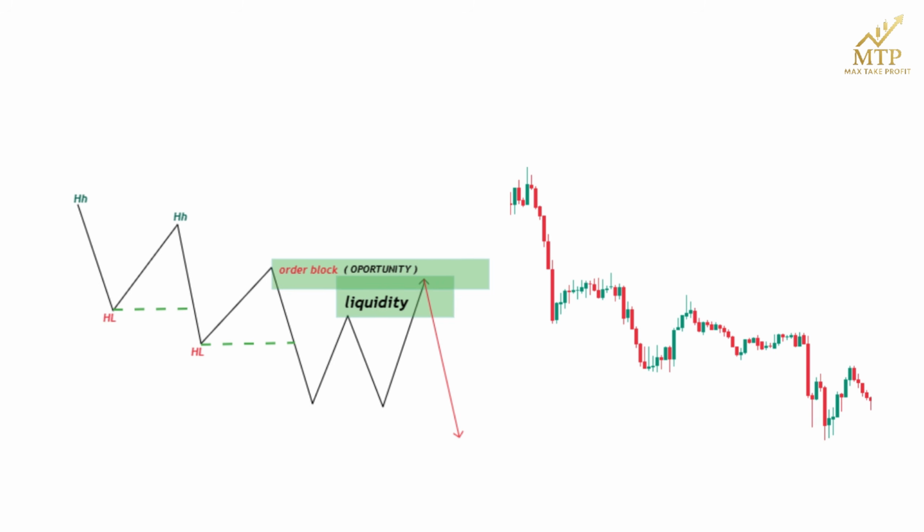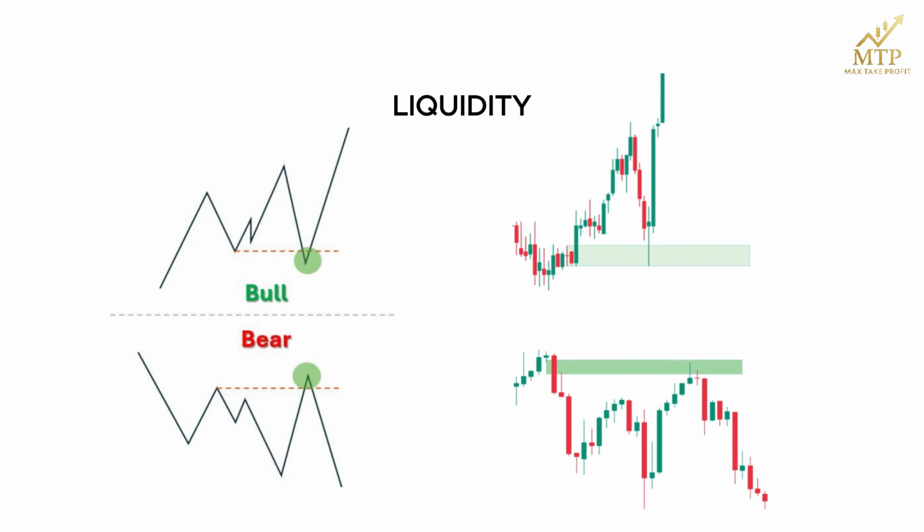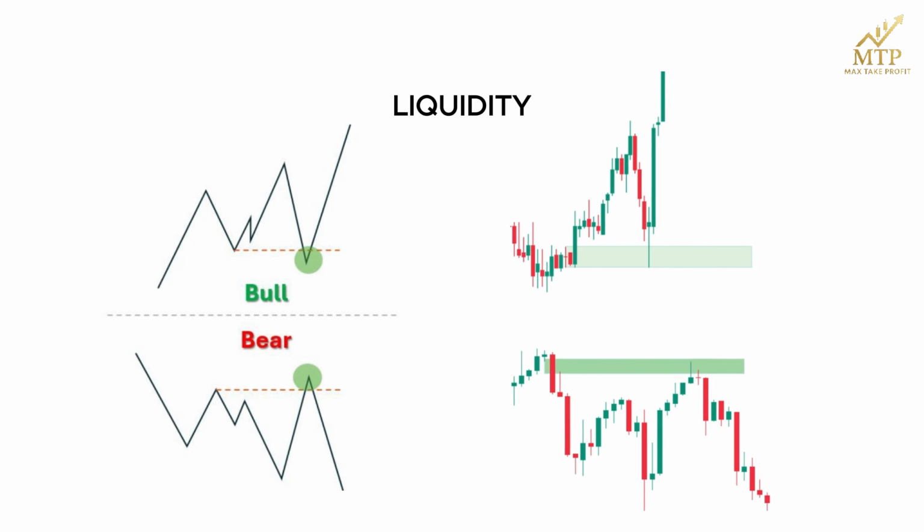So far, we've seen how the market moves, but there's one essential question left. Why does it move? Why does price rise at one moment and then drop sharply right after? The answer comes down to one word: liquidity. Liquidity is the fuel of the market. And if you want to understand the game institutions are playing, you first need to understand how liquidity attracts price. Let's break it down.